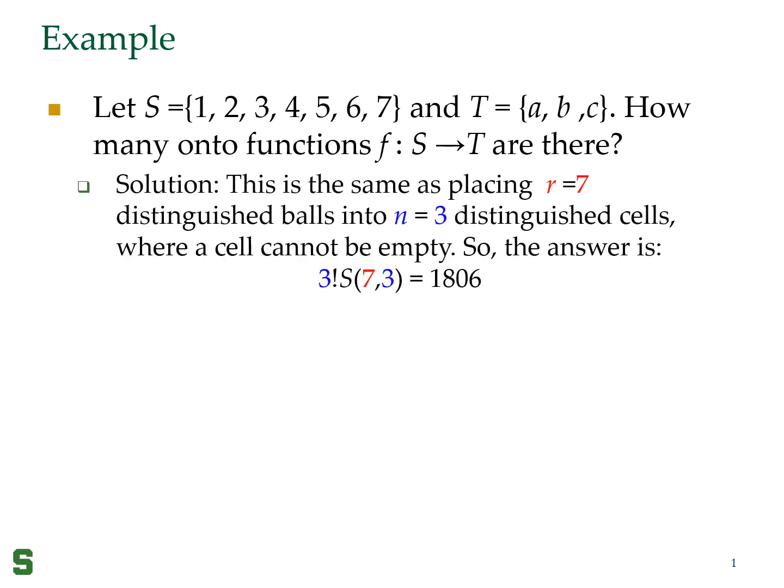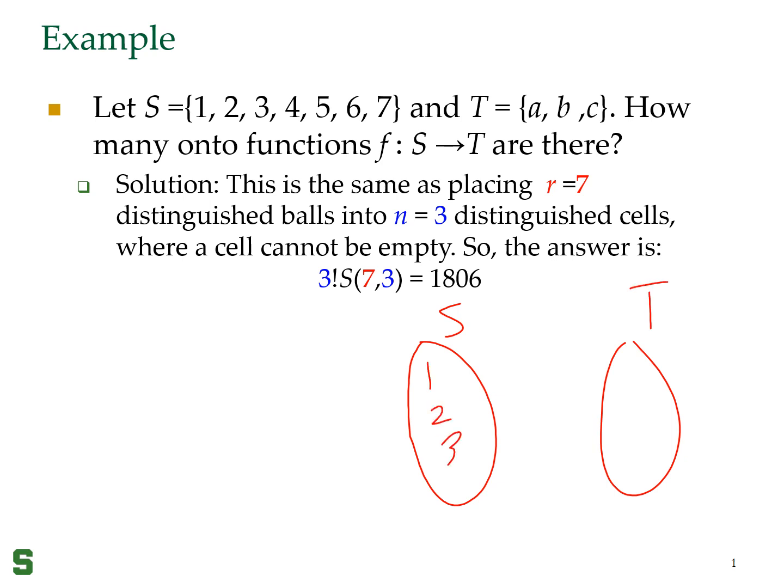Now, one observation we can make is, when we have a function, this is set S, this is set T, and let's say I have 1, 2, 3, 4, 5, 6, 7, and here I have A, B, C. Then I'm going to think of this A, B, C as a bunch of 3 different buckets. So this is my bucket A, this is my bucket B, this is my bucket C.